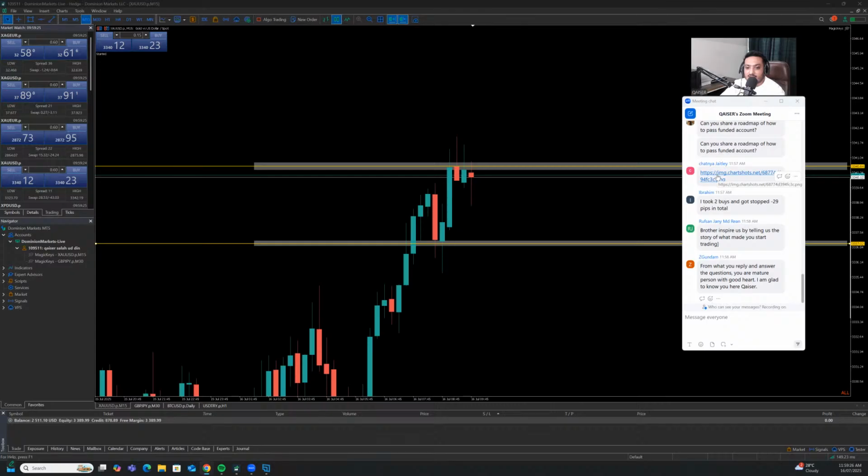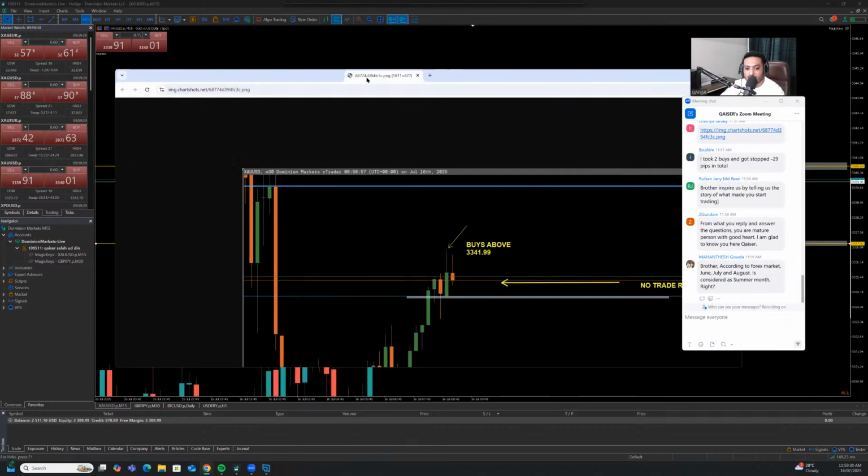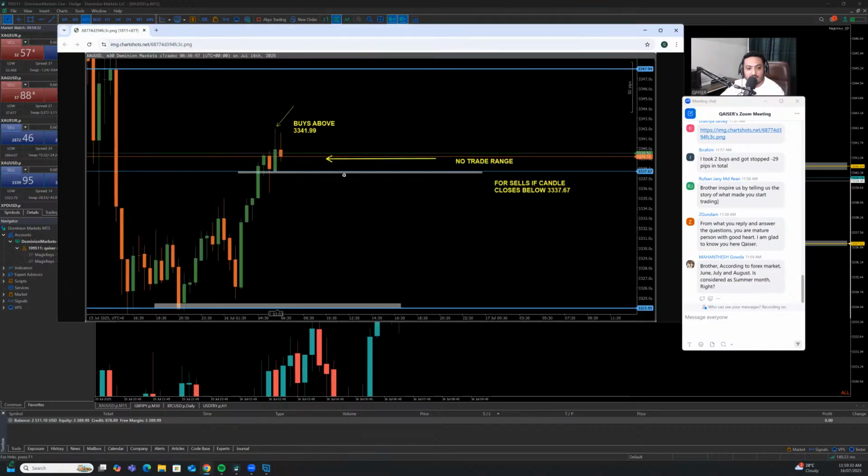Okay, Chetni, just send us a chart actually or a screenshot. Let me just see this one. So buys above, no trade range, and sells if candle closes below. Yeah, that makes sense.